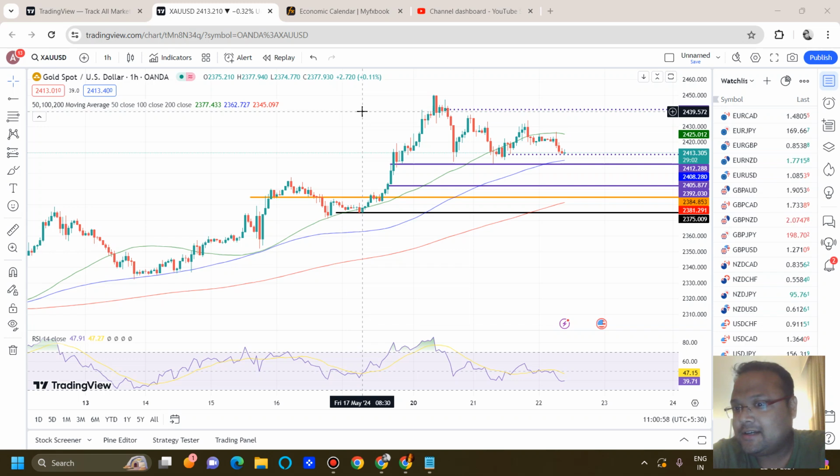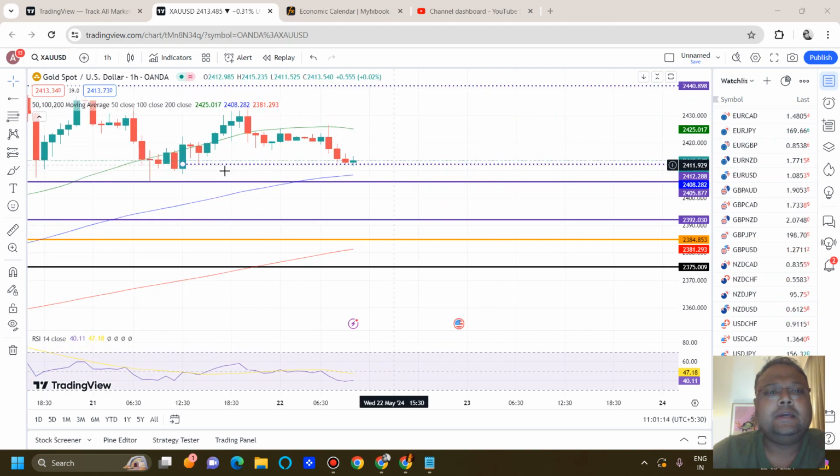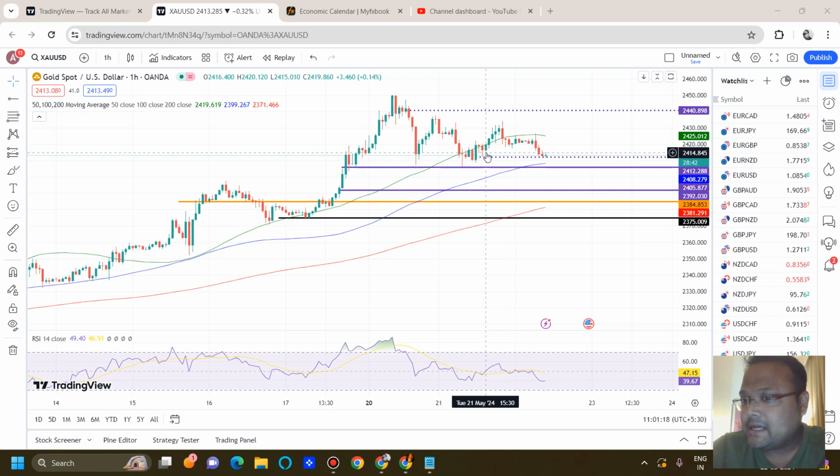So let's get started. My dear friends, we can see that gold is a little bit sideways right now. Market is taking a rest and right now market is standing around 2413, 2410. This is the current market price here, and we can see that after this strong uptrend, gold is sideways. Maybe gold is taking rest, maybe gold is in consolidation, or maybe gold is waiting for the news.